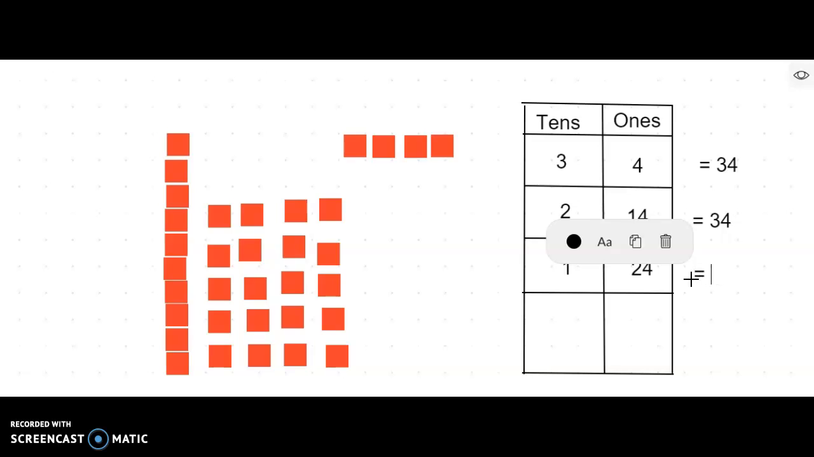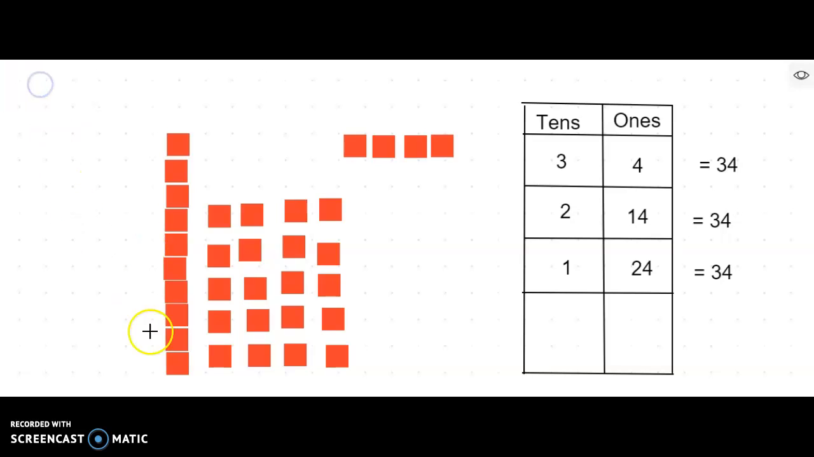And because I didn't get rid of anything, it still equals 34, even though I don't have the same amount of bundles of 10 I had before. I still have enough to make 34. So right now I know 3 10s and 4 ones can be 34. 2 10s and 14 ones can be 34. And 1 10 and 24 ones can be 34.